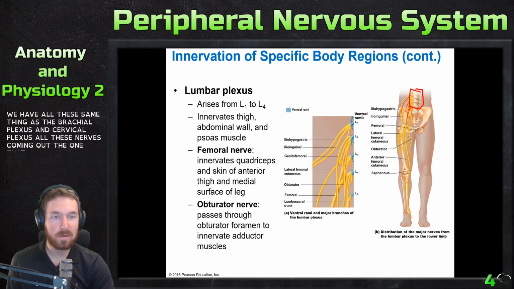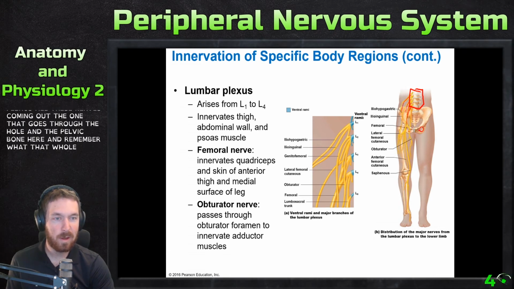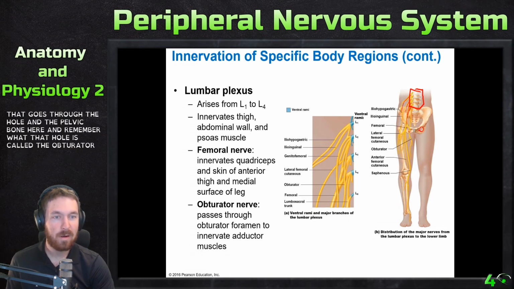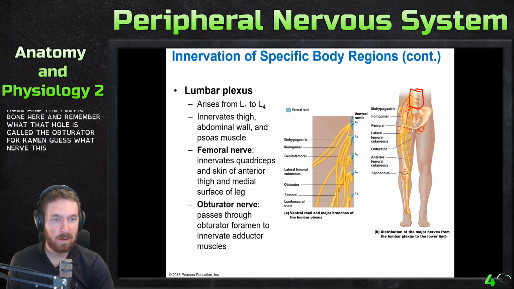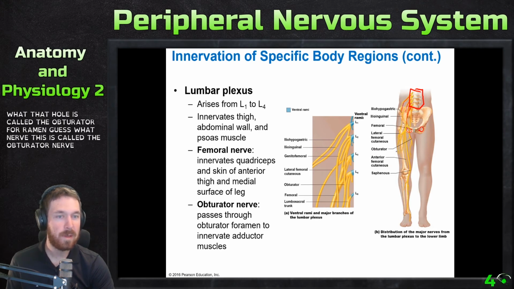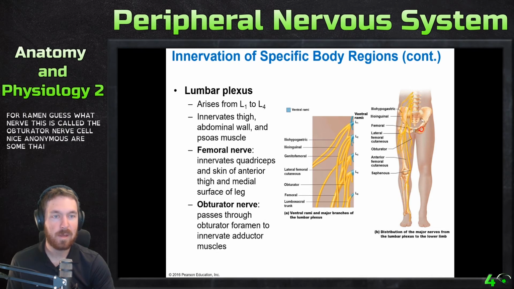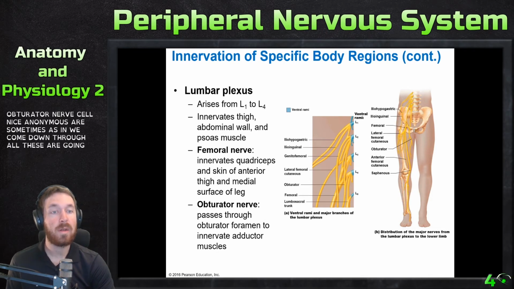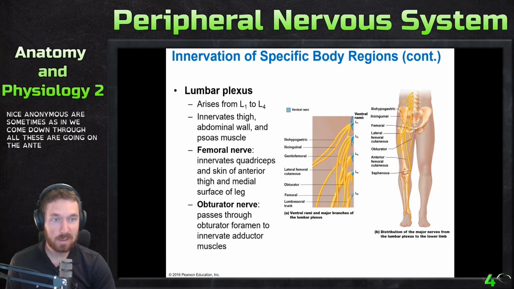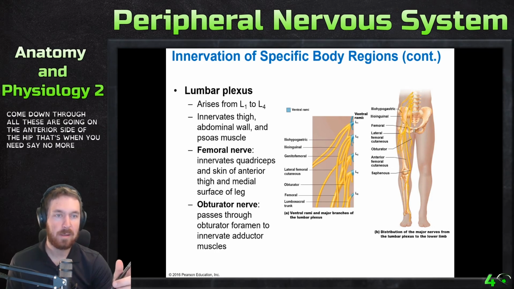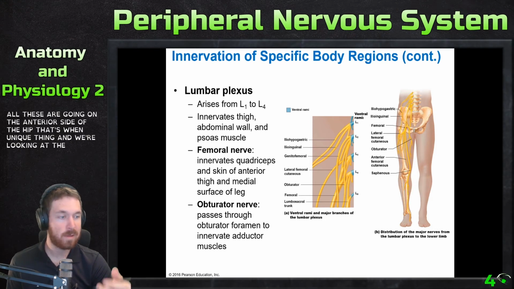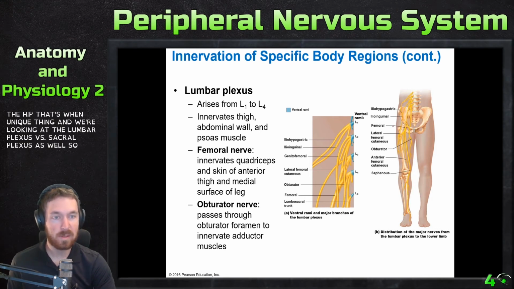The one that goes through the hole in the pelvic bone here, if you remember what that hole is called, the obturator foramen, guess what nerve this is called? The obturator nerve. See how nice anatomists are sometimes. Then we come down through, and all these are going on the anterior side of the hip. So that's one unique thing when we're looking at the lumbar plexus versus sacral plexus as well. Most of these are anterior.